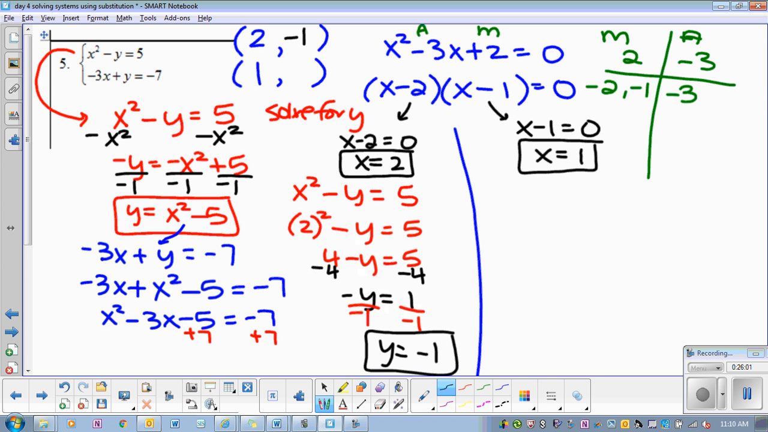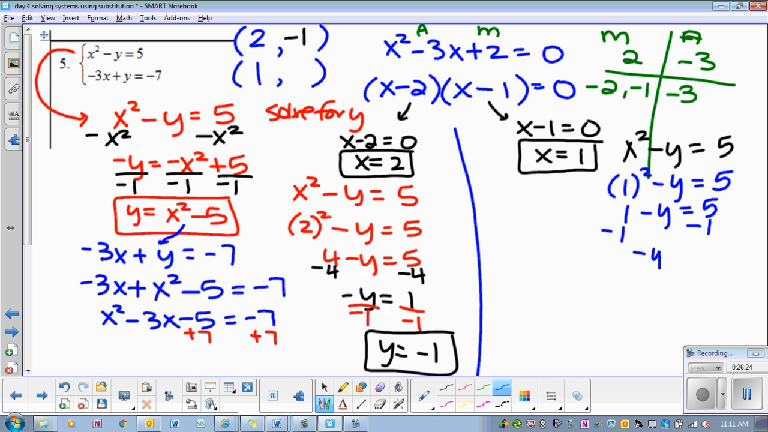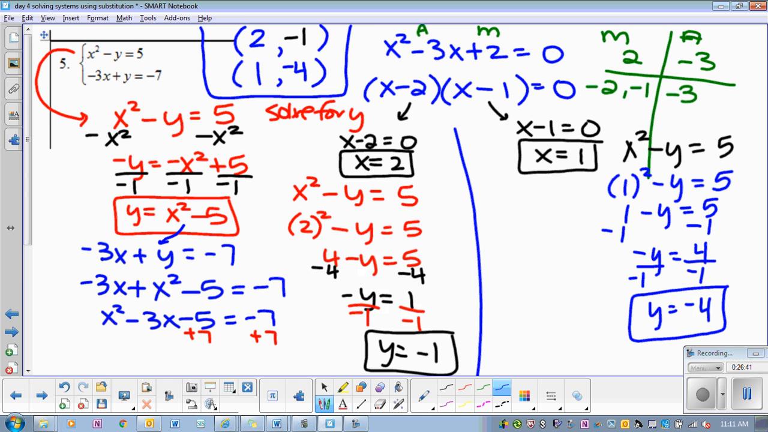Okay. So the first one is x squared minus y equals 5. Now plug in your 1 squared minus y equals 5. I know you're not packing up. Don't you pack up? What's 1 squared? 1 minus y equals 5. Subtract the 1, then you have negative y equals 4. Divide by negative 1, and you have y equals a negative 4. So these are your solutions up here, okay? Okay.